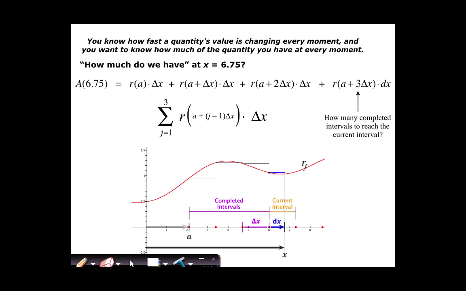If you want to think about how to remember what to put in there, is it j minus 1? Is it j? If you have 3 complete intervals, your current interval starts after you've gone through 3. If I've gone through 17 complete intervals to get to the current interval, the beginning of the current interval is the end of the 17th interval. So to get to the end of the 3rd interval, the start of my current incomplete interval, I add on 3 delta x's.